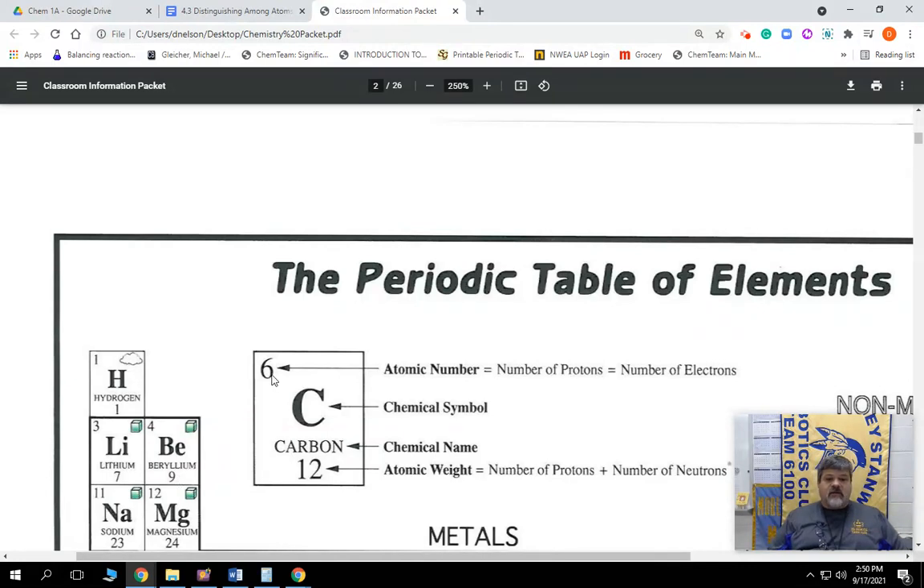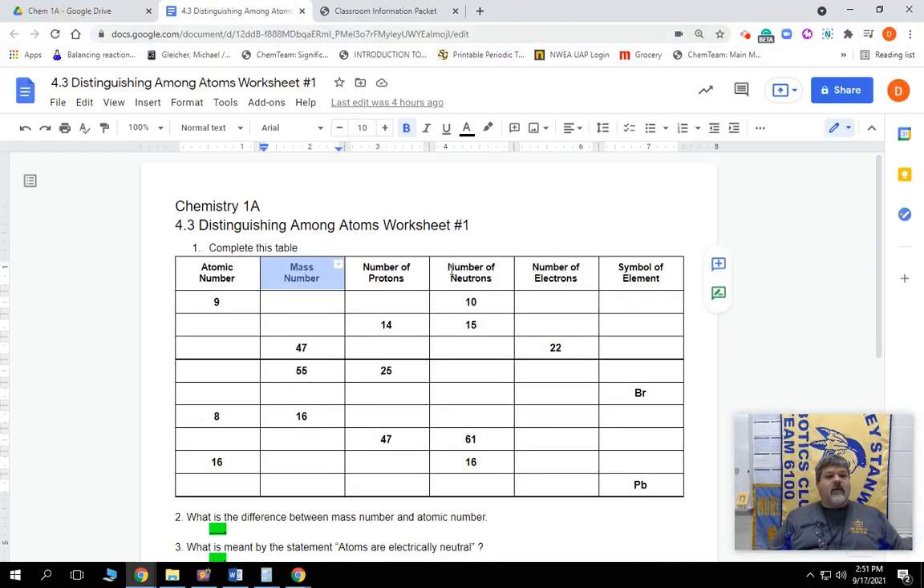The smaller number is the number of protons and the number of electrons. Let's go back to our box. The number of protons is the atomic number. The number of neutrons, we have to take the mass number, or the larger number in the box, and subtract the number of protons, or the smaller number in the box.